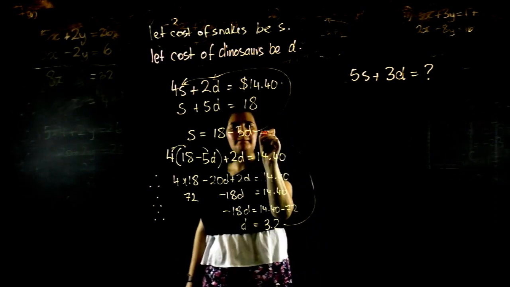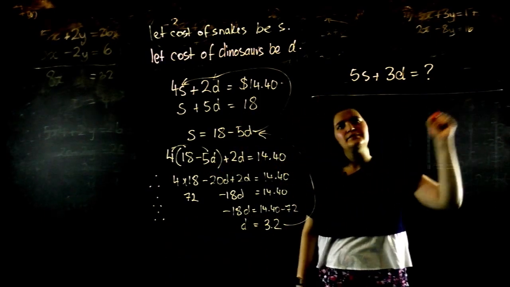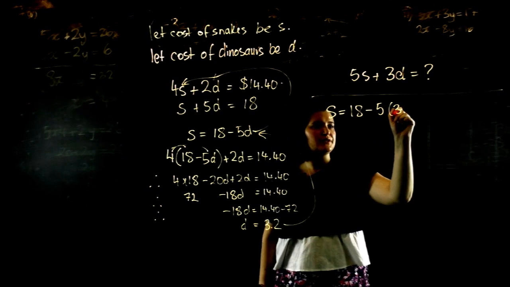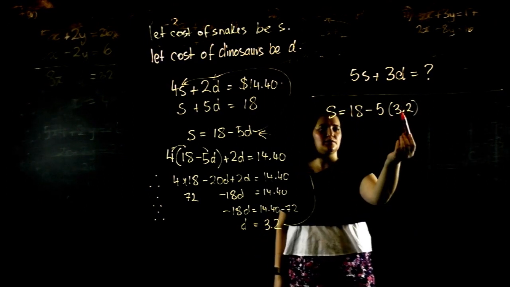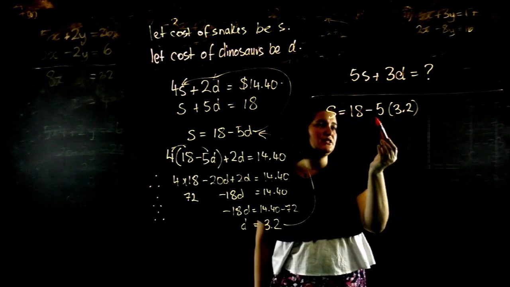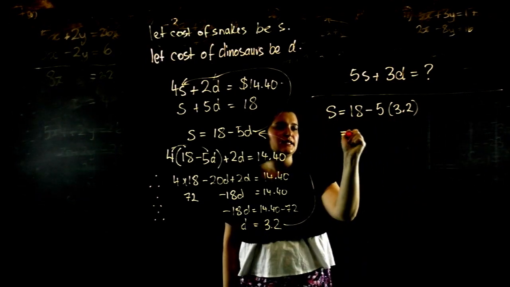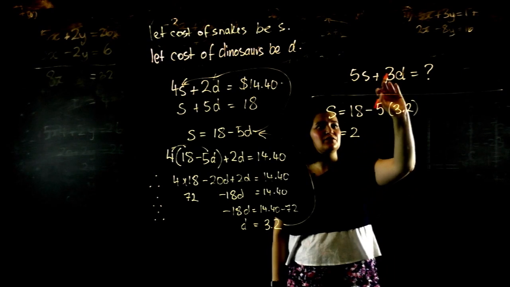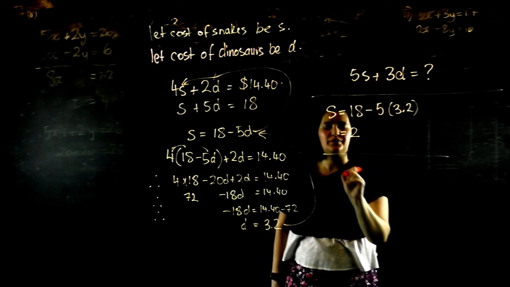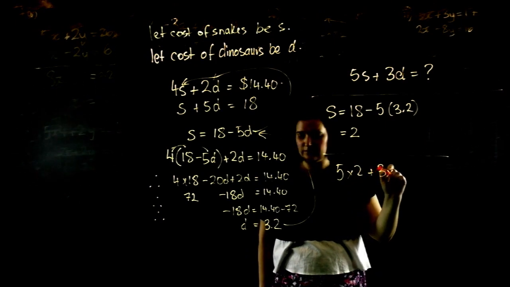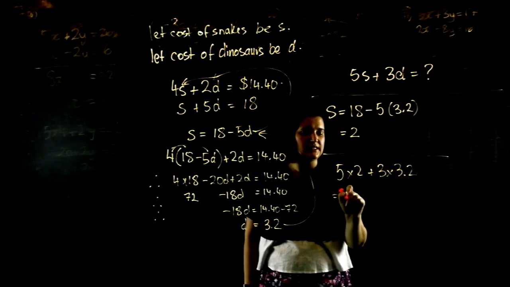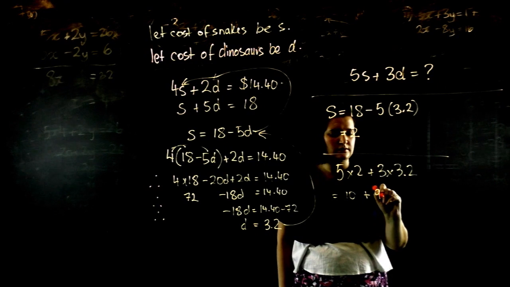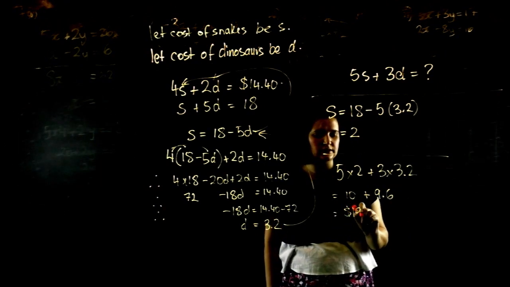Substituting that back in, and we'll come over here. A snake costs 18, take 5 lots of 3.2. All right, well, 5 lots of 0.2 is 1, 5 3s are 15, so this is 16. 18 take 16 is 2. So snakes are $2, dinosaurs are $3.20. Then all that's left is to plug both of those into this equation. So we've got 5 times 2 plus 3 times 3.2, which is 10, plus, what, 9.6, $19.60.